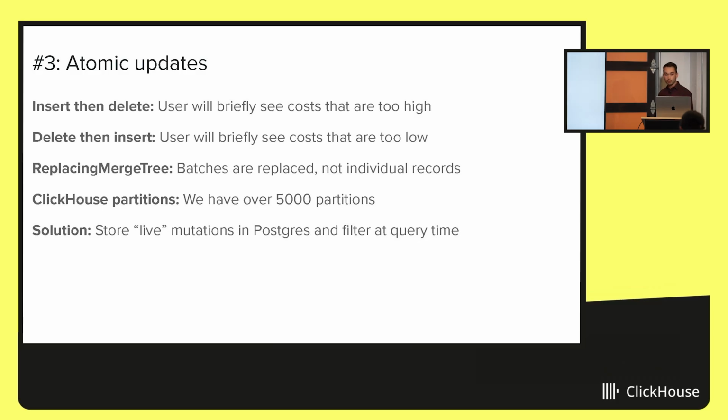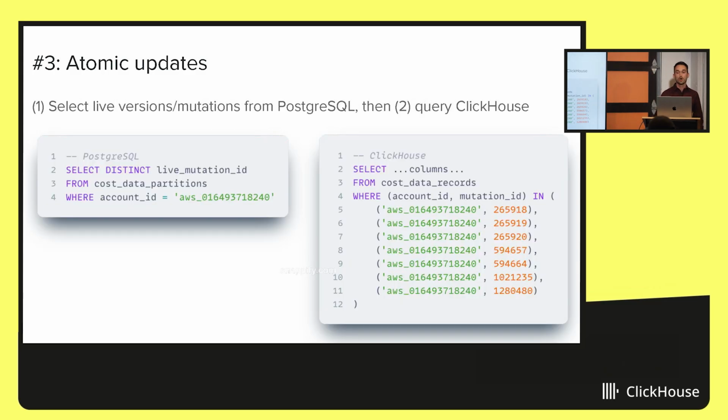So the solution that we came to was that we store live mutations in Postgres, and we filter when we're querying ClickHouse. What does that look like? So Postgres, like I said, what it does well is transactionality. And so once we insert into ClickHouse, we have 2 versions. And in Postgres, we then do an atomic swap. Initially it's reading from version 1, and now we say the live version is now version 2. And in Postgres, this is atomic. And so any query to Postgres is always going to give us a consistent set of mutation IDs. Mutations are what we call these versions internally.